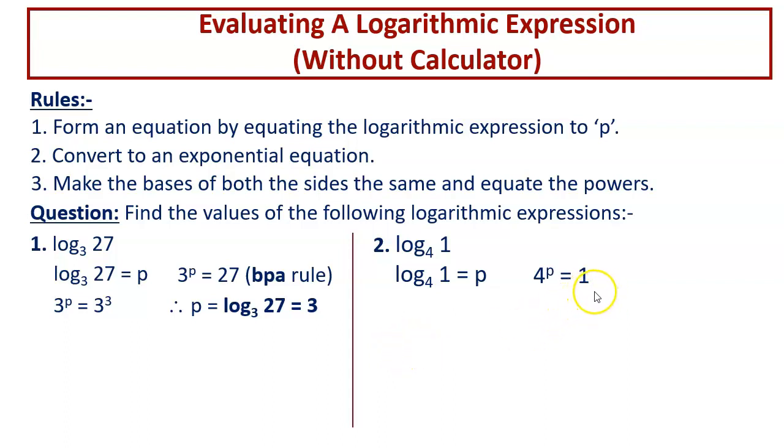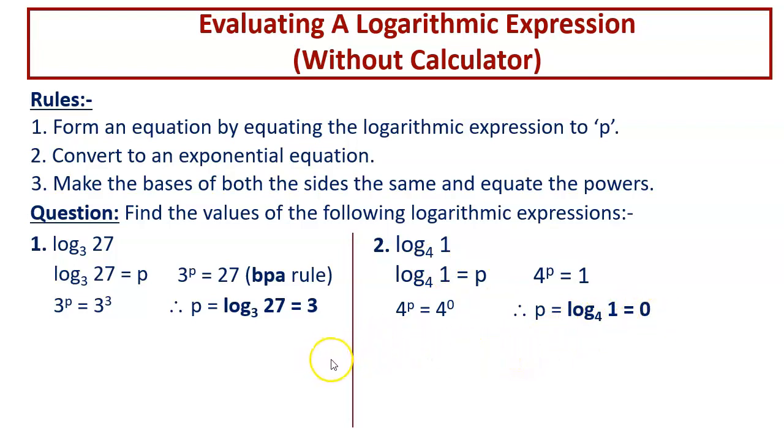And then how to write 1 as some power of 4? Because we have to make the base the same on both the sides of the equal to sign. We have to write 1 as some power of 4. So we know anything raised to the power of 0 is 1. So we will be using that law of indices. So it is 4 raised to the power of p is equal to 4 raised to the power of 0. So now the bases are the same, hence we can equate the powers, p equal to 0. And what is p? P is log of 1 to the base 4. So log of 1 to the base 4 is equal to 0.